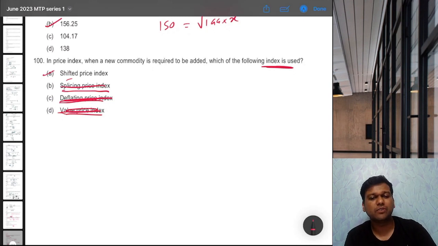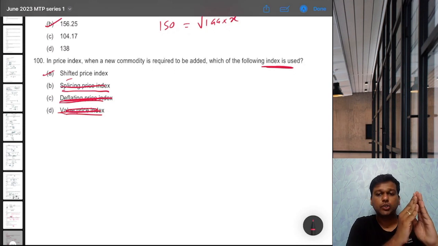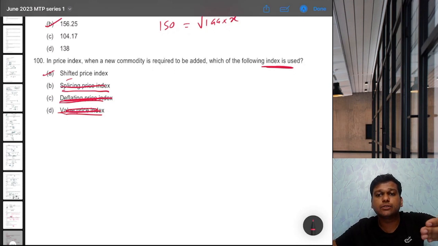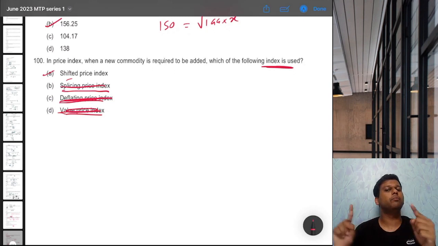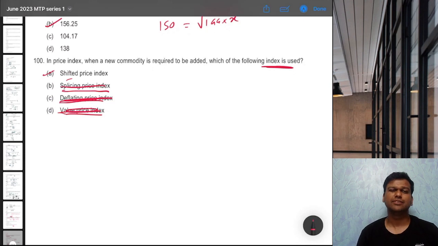So shifting means what? See, when you add a new commodity to a price index, you will have to add it to every year, even base year, right? So you have to shift the price index to some different base, because now the old price index will not work. Because if you just add a new commodity to this year and not to base year, then it will not match. So index will be of no use. So you have to shift it to a new index. So shifted price index, right? Like I said, not too logical.